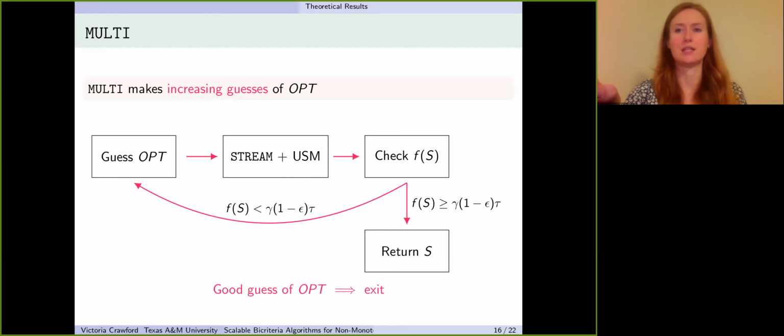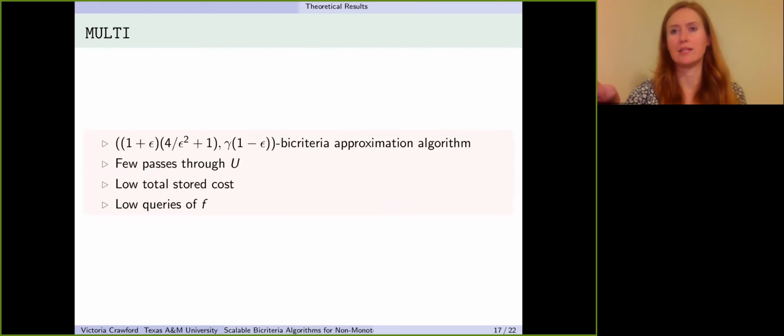It's proven in the paper that once it gets a sufficiently good guess of opt, it's going to exit. You can see the particular details as a theorem statement in the paper, but multi is proven to be a bicriteria approximation algorithm. This gamma term here is the approximation guarantee of the unconstrained submodular maximization algorithm. At best, that's going to be 1/2. And actually, in the paper, I prove that you can't really do better than that in terms of approximating the feasibility constraint. Also, it's proven that multi takes few passes through U, that it has low total stored cost relative to the opt, the cost of the optimal solution, and also has relatively low queries of F overall.